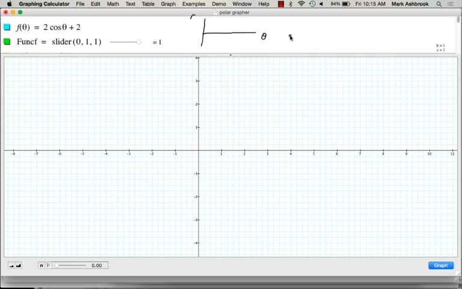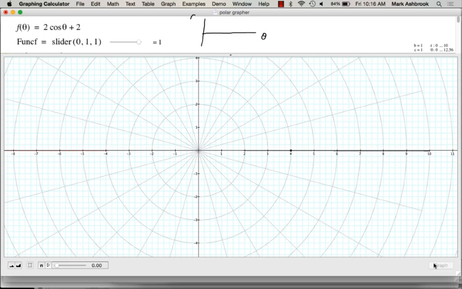You're going to look at intervals of theta. You're going to say, as theta increases from 0 to whatever, how does r change? And then you've got to imagine that happening in the polar plane. And then you go to the next interval. As theta increases from this angle to this angle, what does r do?